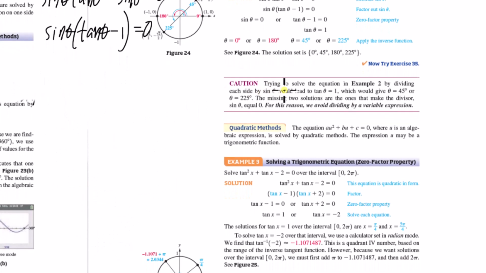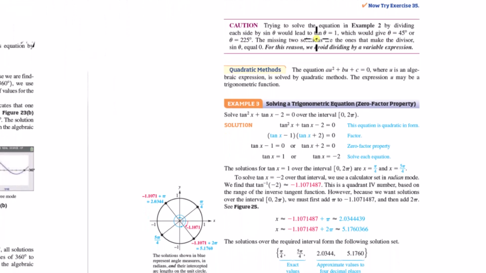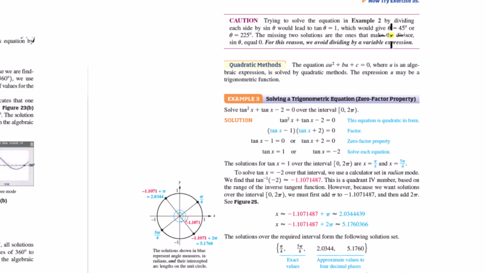All right, caution: trying to solve the equation in example 2 by dividing each side by sine theta would lead to tangent theta is equal to 1, which would give theta is equal to 45 or 225. But the missing 2 solutions are the ones that make the divisor sine theta equal to 0. For this reason, we avoid dividing by a variable expression. Yeah, exactly. Okay, now quadratic methods.